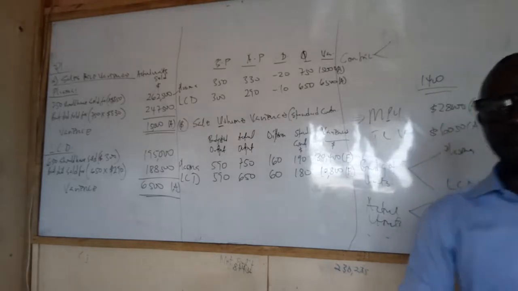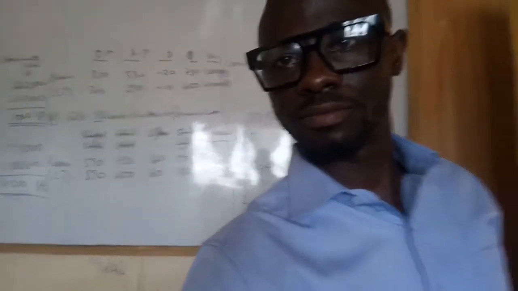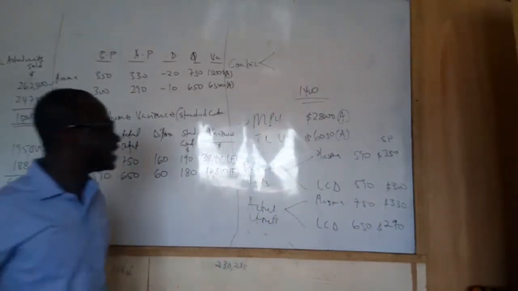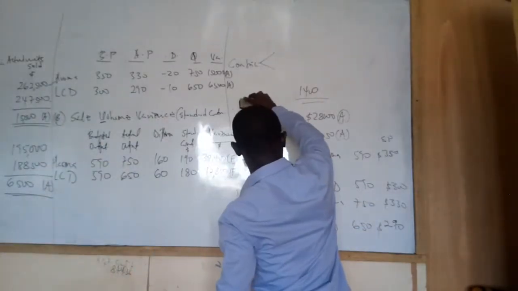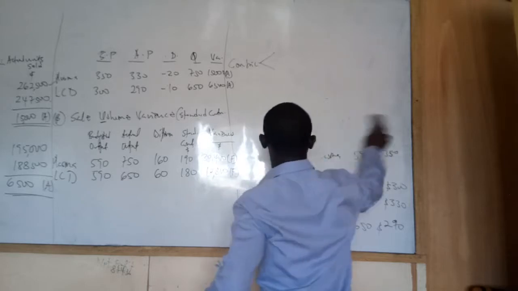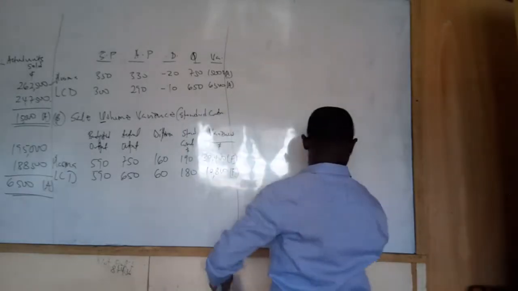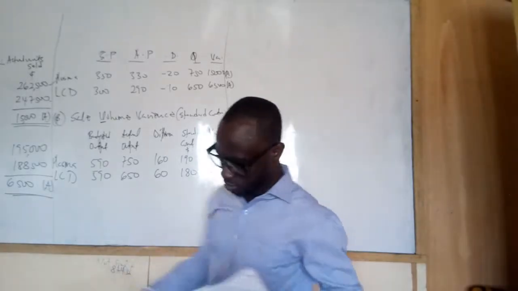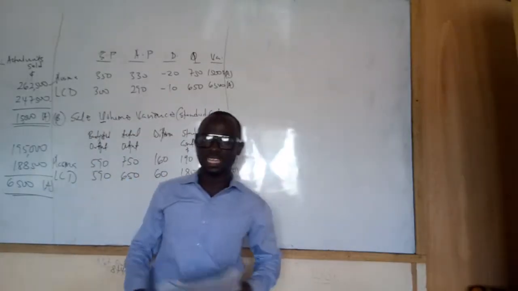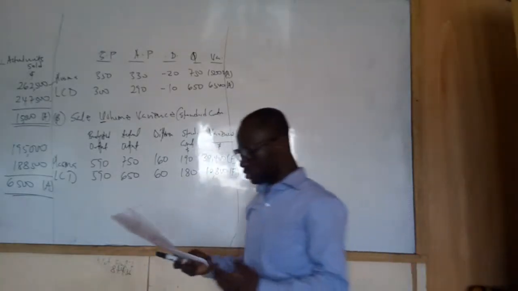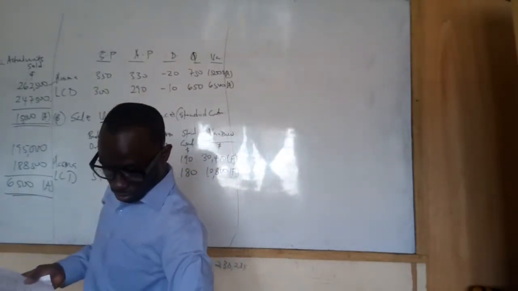Now let's build up part two, then you can write. I know you're already ahead of me. Let's do part two, then I leave you to write all. What is part two saying? Material price planning variance. And then material price operational variance.